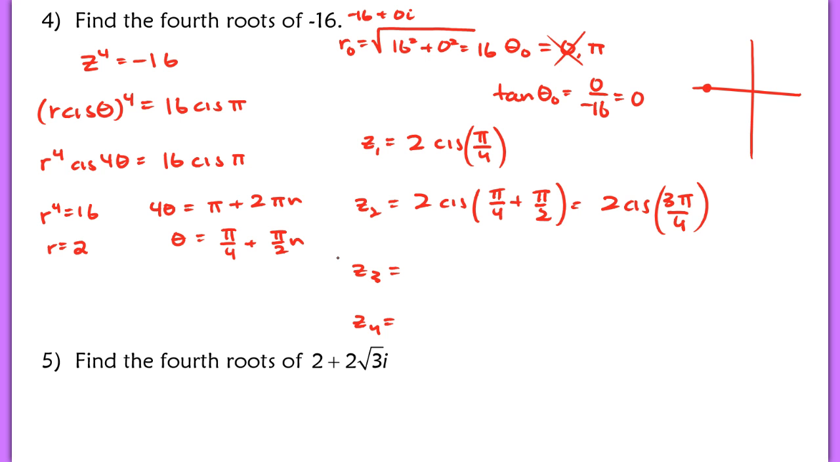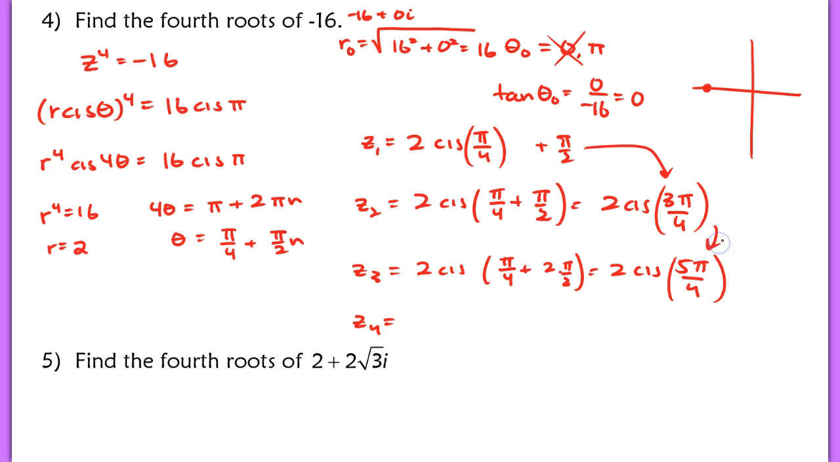Now for z sub 3, we need to take 2 cis pi over 4, but this time we're going to add 2 multiples of pi over 2, so 2 times pi over 2. So really we're just adding pi here, so we get 2 cis 5 pi over 4. So you can see that you can just add pi over 2 to each of these arguments to get your new argument. That would be fine as well. So in the last one, if I just add pi over 2 to 5 pi over 4, I end up with 2 cis 7 pi over 4.